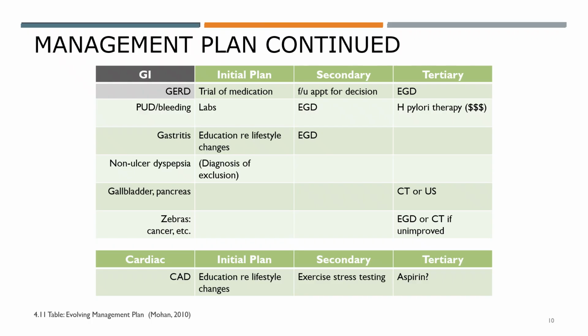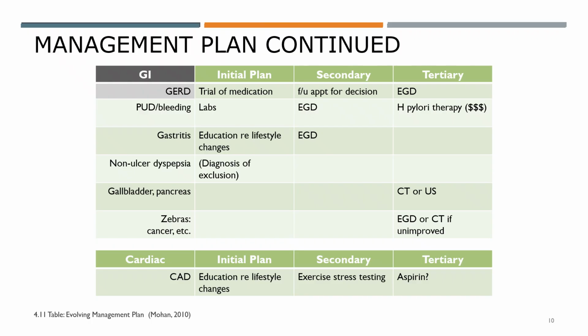So let's talk about evolving management plans. Management in healthcare rarely stops after the first step. Instead, it evolves through layers: initial, secondary, and tertiary plans, as clinicians respond to how the patient's condition develops and to what the tests reveal. Let's look at a few examples from the GI and cardiac systems.